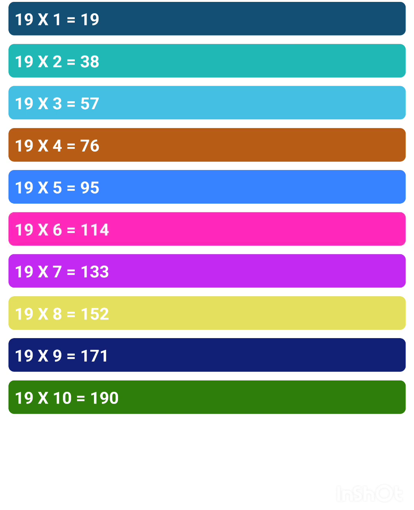19 sixes are 114. 19 sevens are 133. 19 eights are 152. 19 nines are 171. 19 tens are 190.